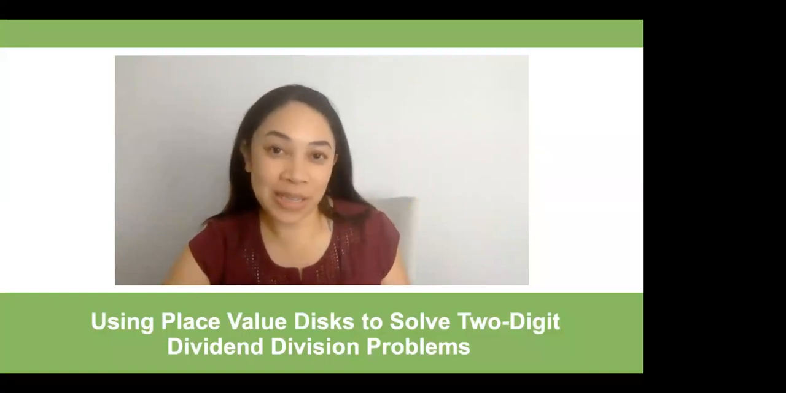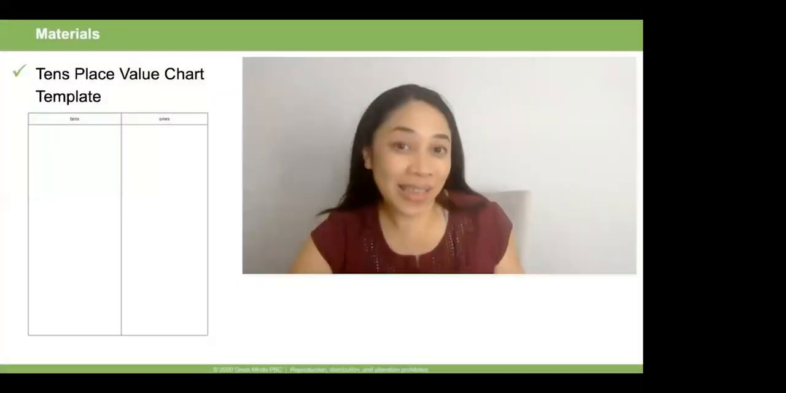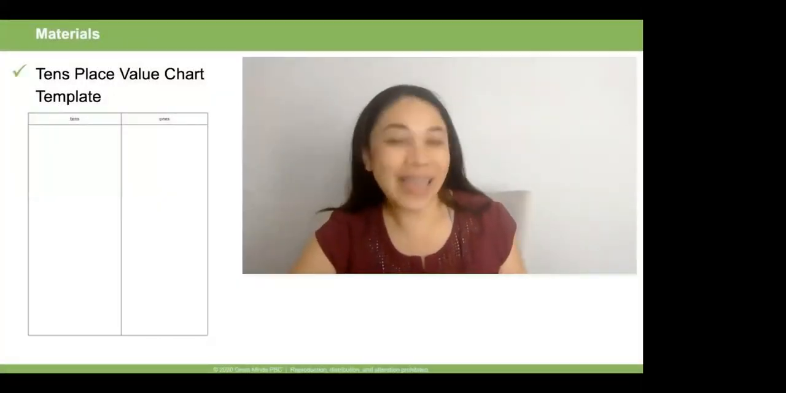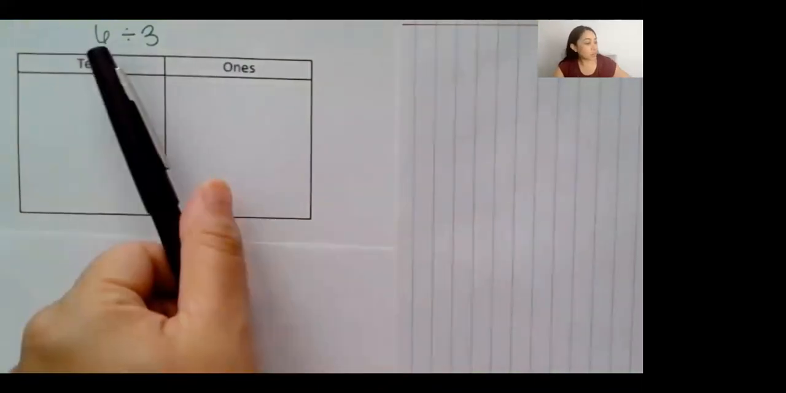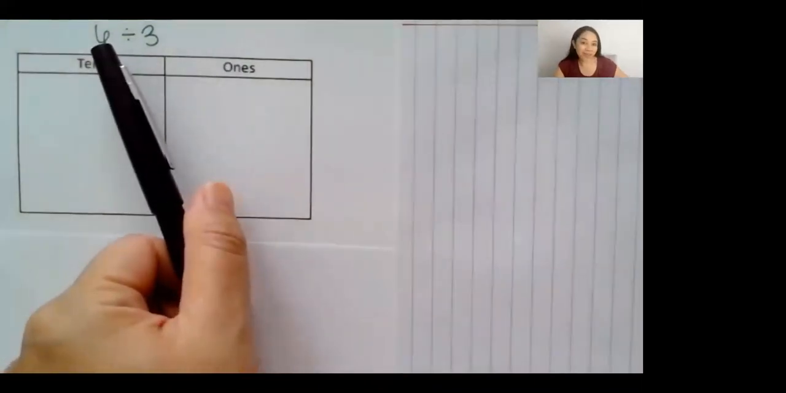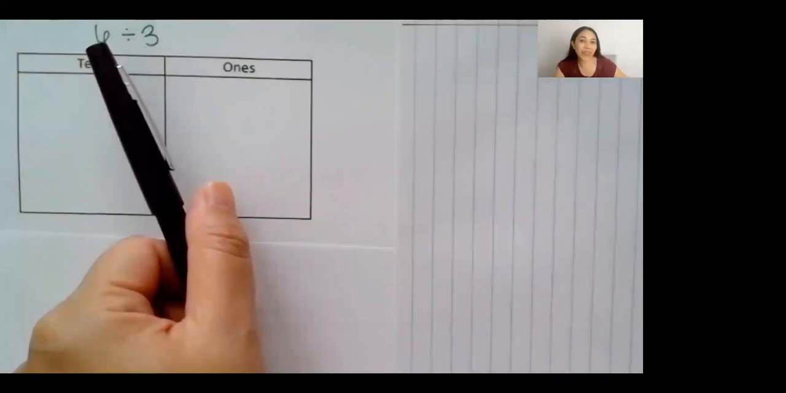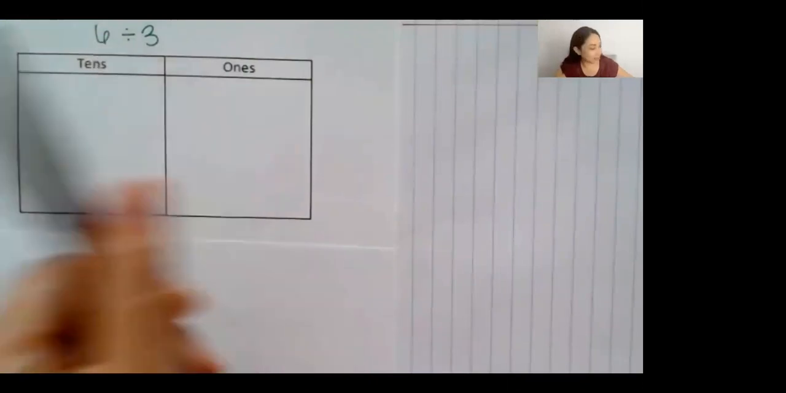We are going to be using place value disks to solve two-digit dividend division problems. Here's what we'll need for today's lesson. Let's begin. Our first problem today is 6 divided by 3. 6 ones represents what? It represents the whole, the total. It's what we're going to be dividing by today. Let's show 6 ones using place value disks.